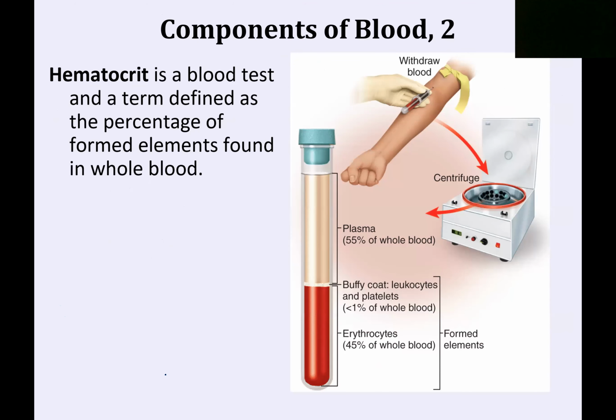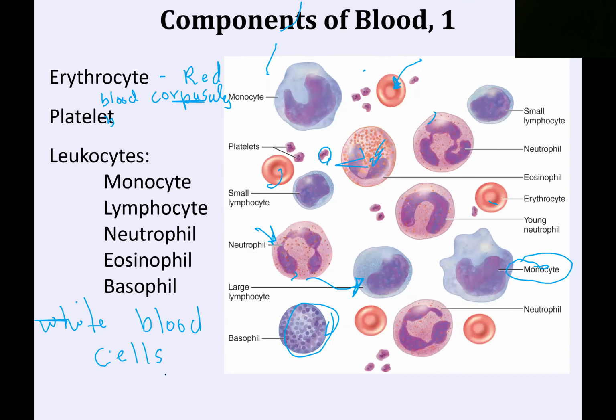The plasma part, okay, so this is a blood test and a definition. Hematocrit, oh shoot, wait, going back here. You have an objective where you're supposed to put normal values. Erythrocytes are the red blood corpuscles. Leukocytes are the white blood cells. And like I said, most people are lazy and call them red blood cells for the erythrocytes.